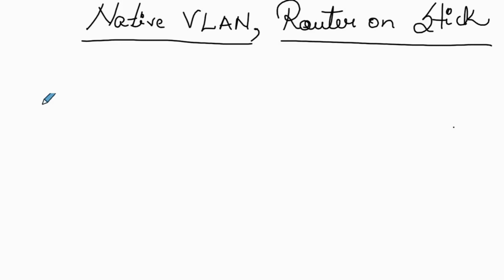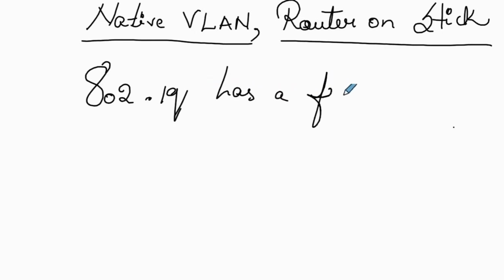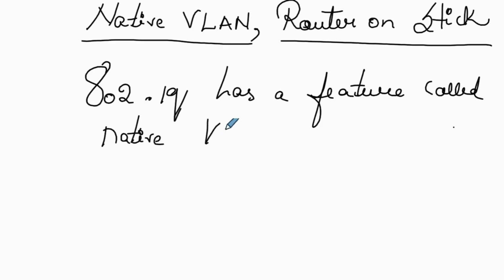Today we're going to see about the native VLAN. 802.1Q has a feature called native VLAN. ISL does not have this feature.